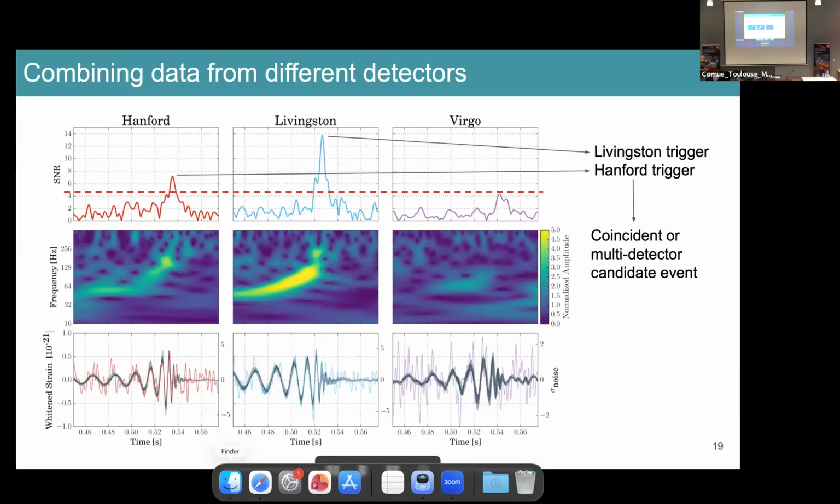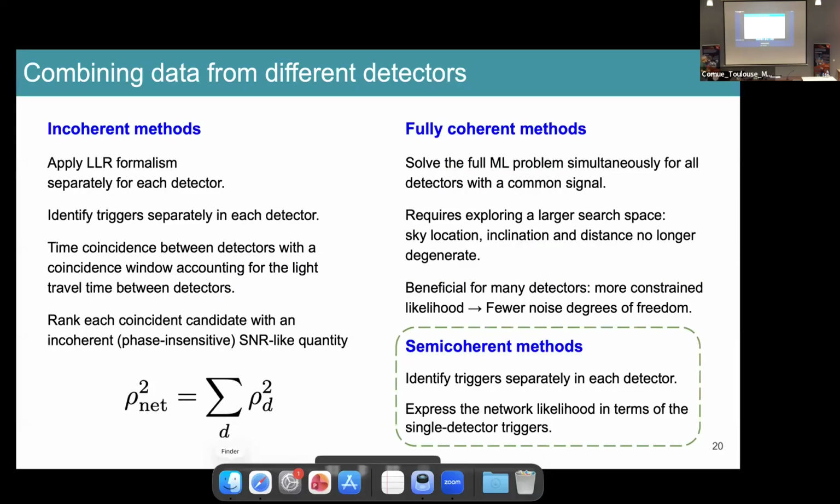Okay. So in practice, what do we do to combine data? There are roughly 3 main methods. You can combine the data between the detectors in an incoherent way, which basically means you take the absolute values of the SNRs in all detectors and you sum them in quadrature to produce a network SNR, which is an expression like this. But you lose the information about the relative phases in the different detectors, which is important.